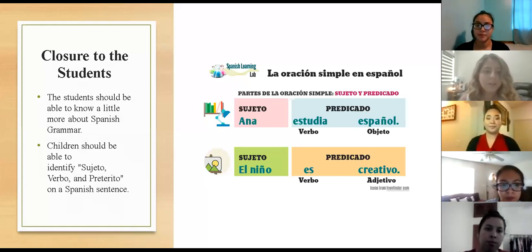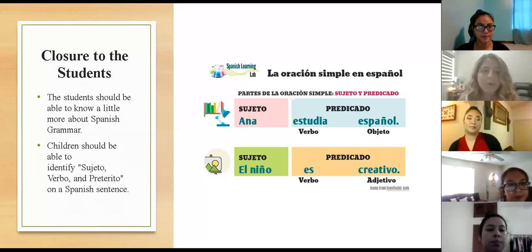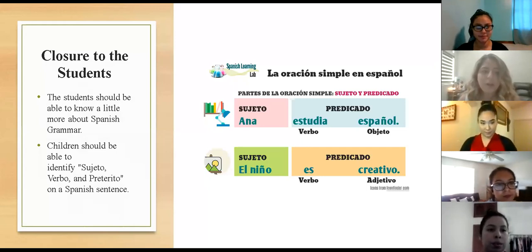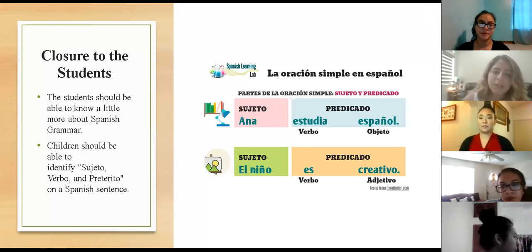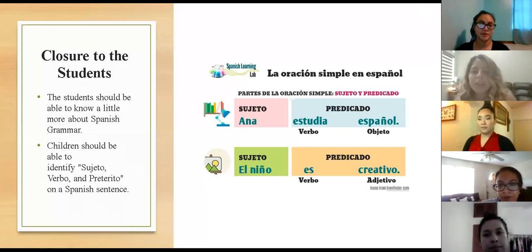The student should be able to know a little more about the Spanish grammar. Children should be able to identify sujeto, verbo y predicado in a Spanish sentence. There is another example of what we did: Ana es el sujeto, estudió español, estudió es el verbo, el objeto es español, y el predicado es estudió español.